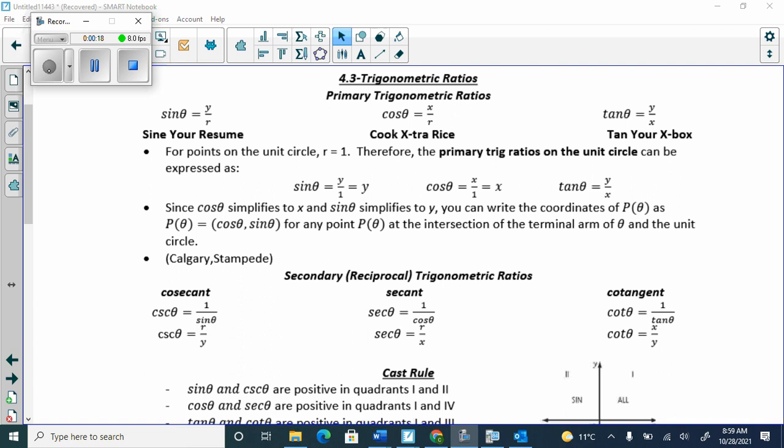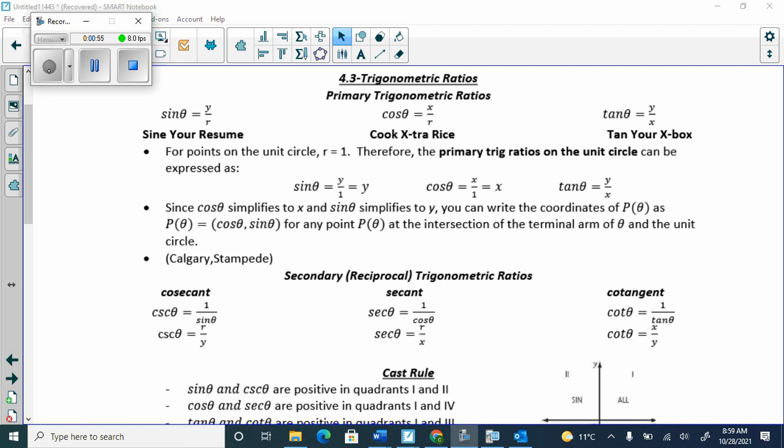So welcome. We have to memorize our primary trig ratios, which are sine, cos, and tan. None of these were made up by me, but these are acronyms for it. Sine your resume, and cook extra rice, and tan your Xbox.